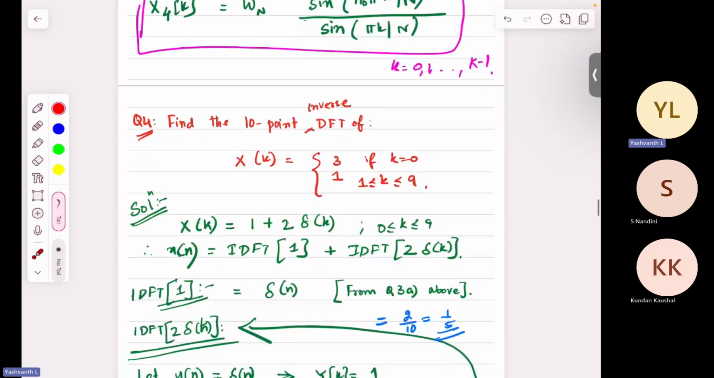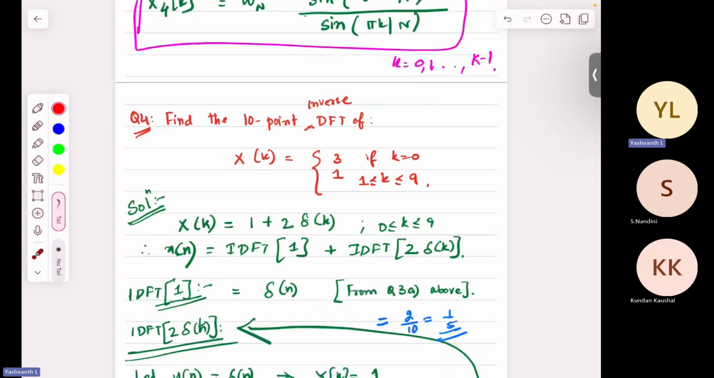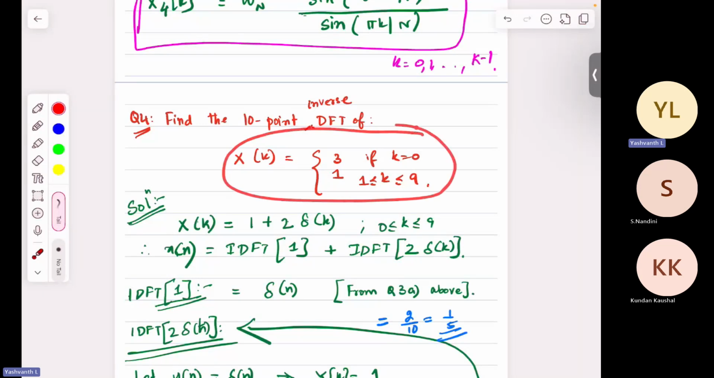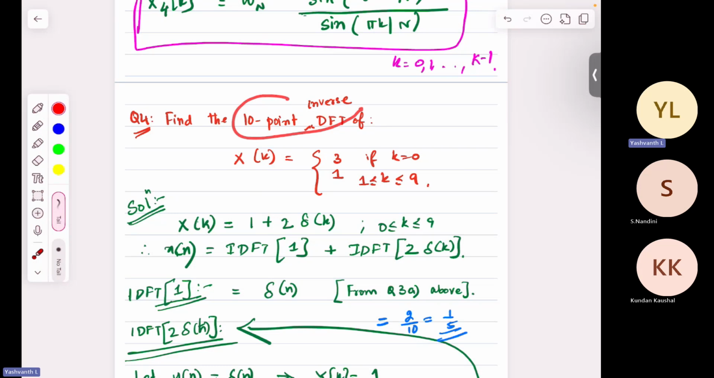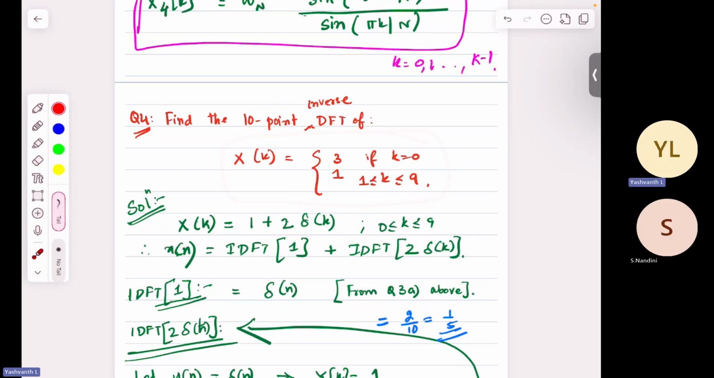Okay, let's move to the next question, which basically computes the inverse discrete Fourier transform of a given frequency domain signal. In fact, you're asked to find the 10-point inverse DFT. That means you should have a 10 length DFT signal itself. So the given signal is x of k takes a value 3 if k equal to 0, and it takes a value 1 when k lies between 1 and 9. So clearly it's a 10-point signal in the frequency domain, with the first sample being 3, the rest of the samples being 1. We need to find the inverse DFT of this signal.